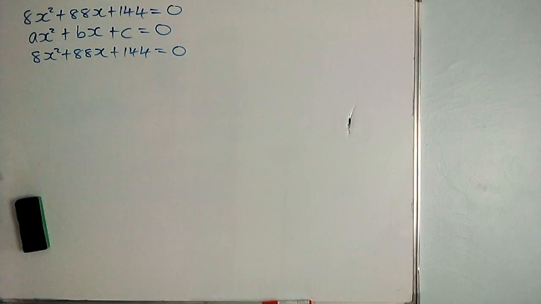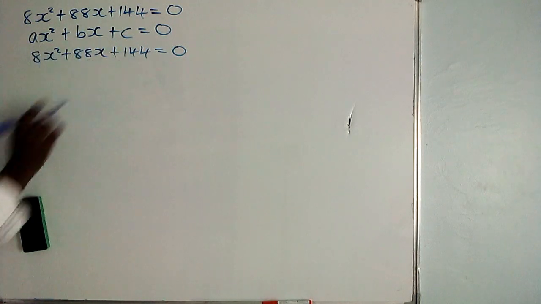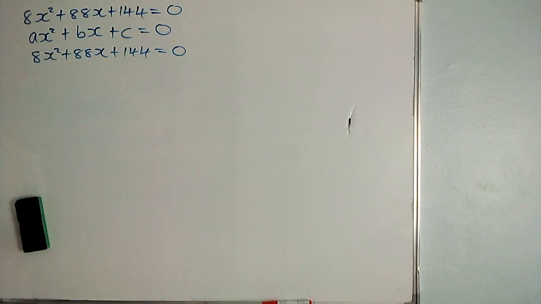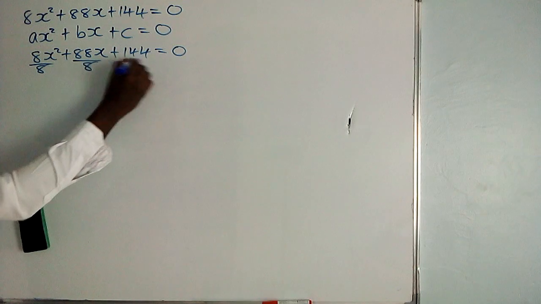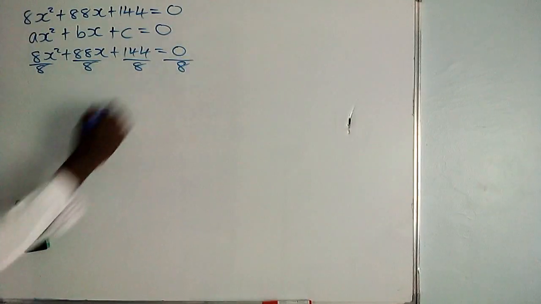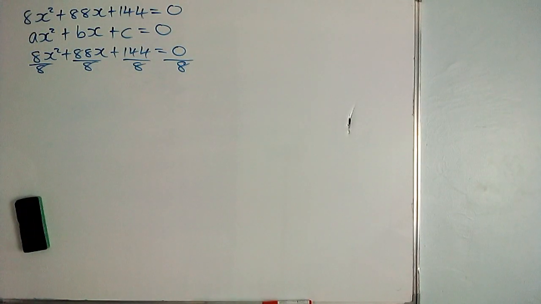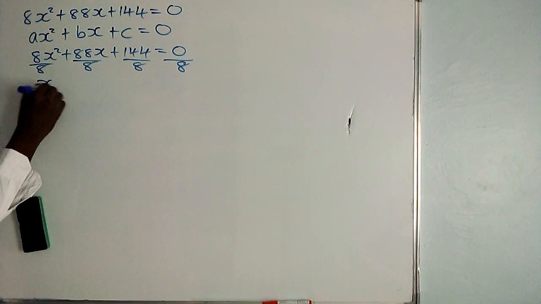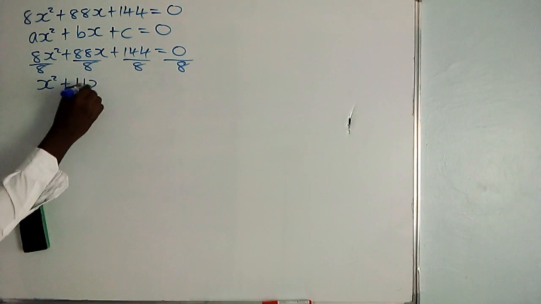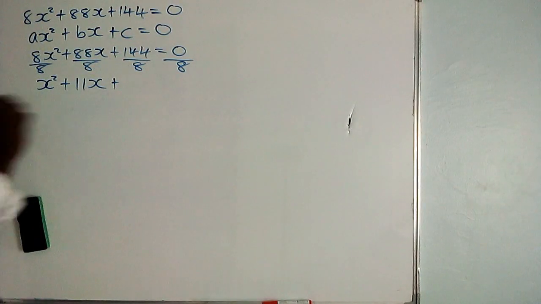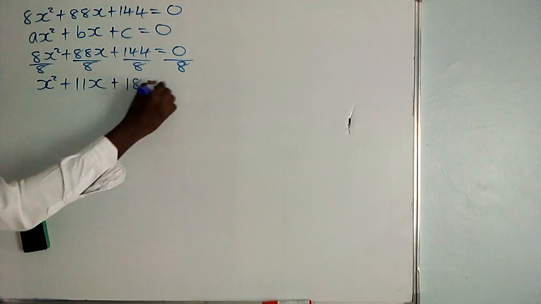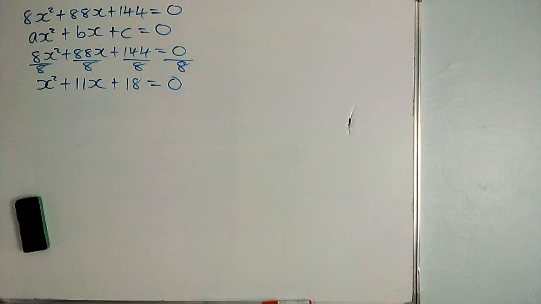So the next thing is to check if it is in the simplest form possible, isn't it? In that case, you can remove the common factor by dividing both sides by 8. Yes, 8 is a common factor, so if we divide both sides of the equation by 8, we get x squared plus 11x plus 18 is equal to 0, isn't it?